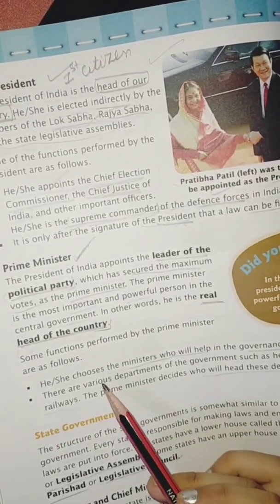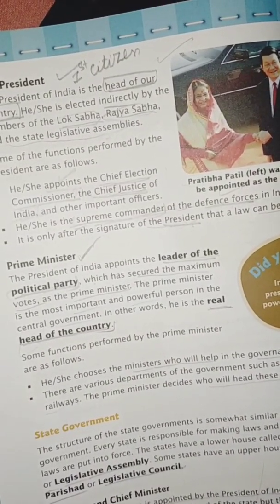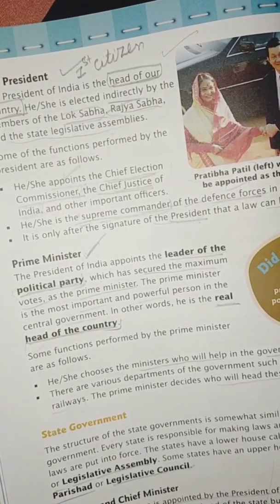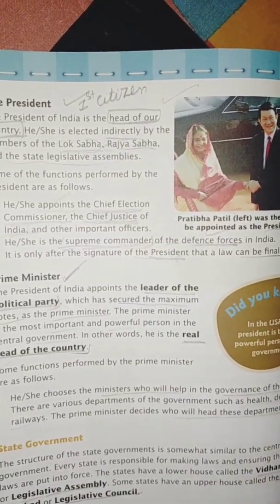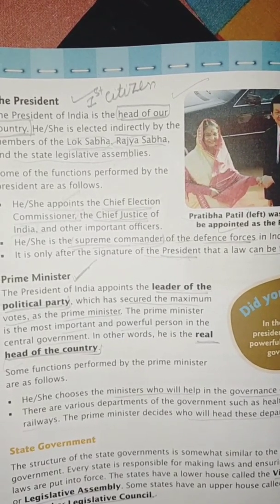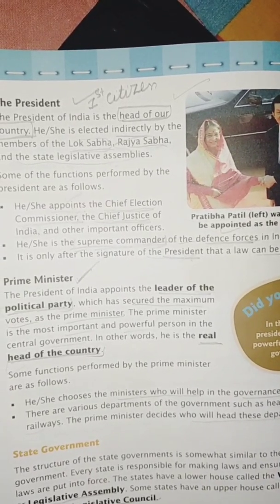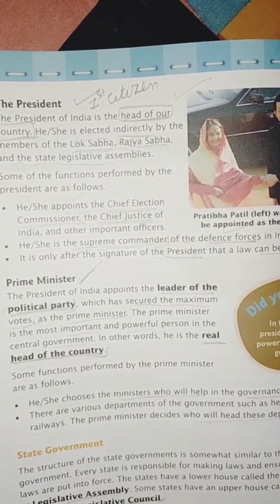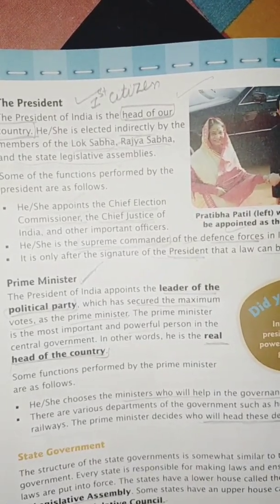The first one is he chooses the ministers who will help in the governance of the country. He has the full authority to choose the ministers who are going to govern the country properly. Moving further, various departments are there. We all know that health facilities, government hospitals, railway systems, defense ministers, and the defense system are there. So each and every thing is controlled by the prime minister, and the prime minister is the one to choose the head of each and every department. Okay, is it clear to you?